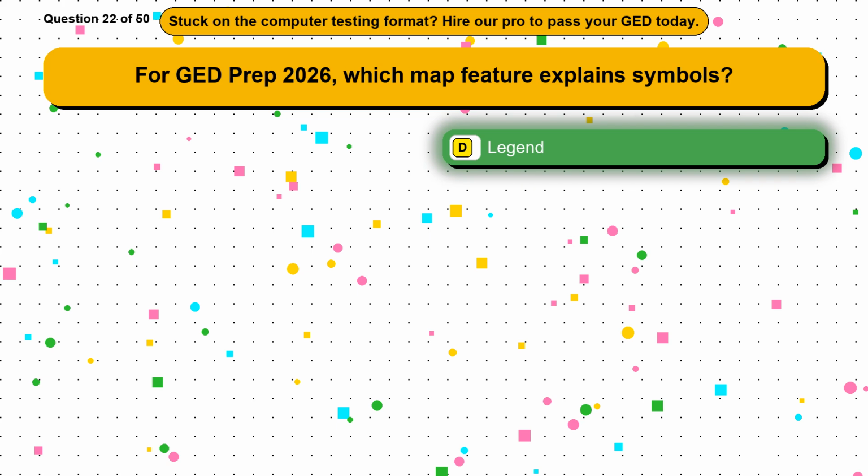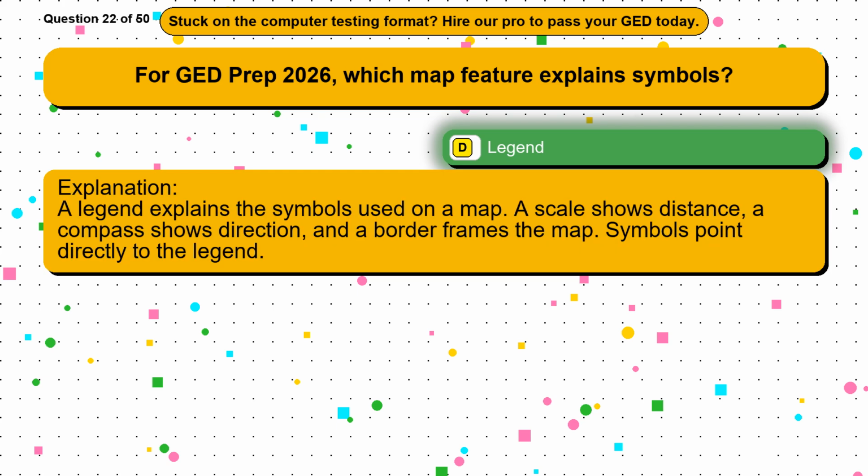Legend. A legend explains the symbols used on a map. A scale shows distance, a compass shows direction, and a border frames the map. Symbols point directly to the legend.